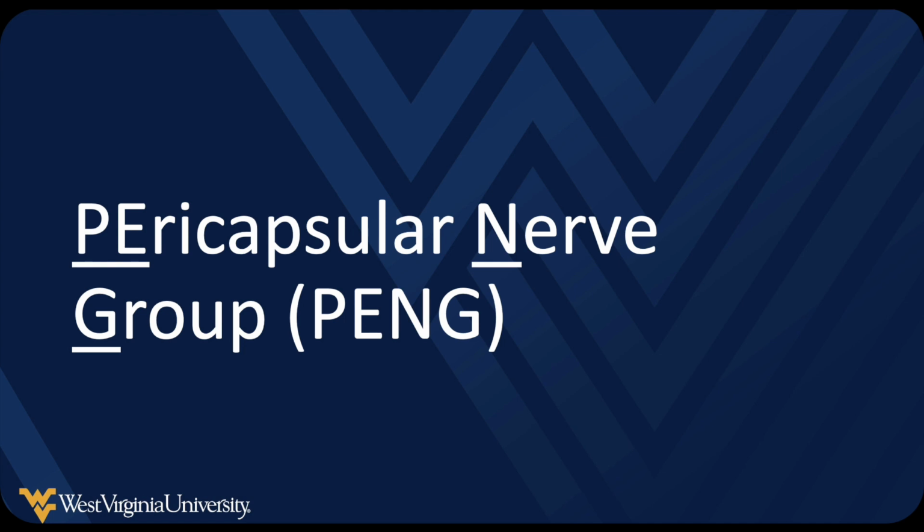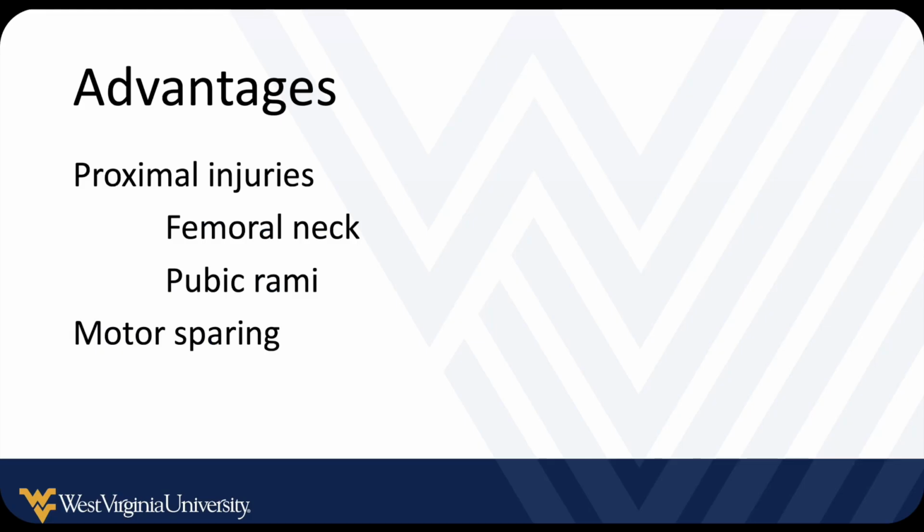Another important one to talk about, this is a little bit more of an emerging application. This is called the pericapsular nerve group block. I don't think the jury's still fully in on this, but this may be a potential alternative to the fascia iliaca block for some other fractures. It may be a little bit better for some of these more proximal injuries, so kind of these more proximal femoral neck fractures, pubic rami fractures. One advantage to this is that it is motor sparing, so some people like it for that.